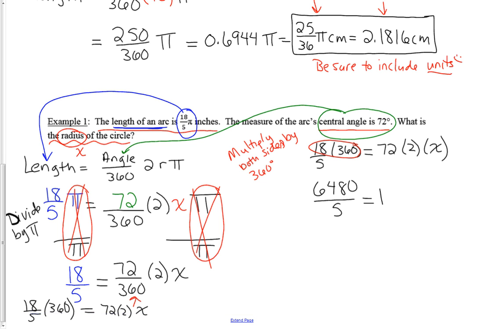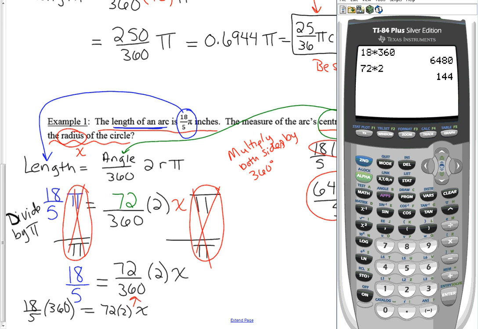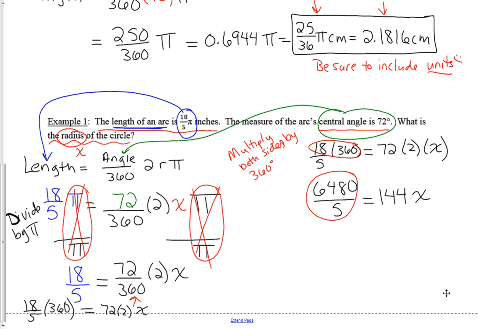So over on the right side of the equation, I have 144x. Now at this point, I'm going to go ahead and simplify this fraction because I think 5 will divide evenly into this number because the last digit is a 0. So I'm going to take 6,480 and divide by 5. And that gives me 1,296. So I replace that, and that's equal to 144x.